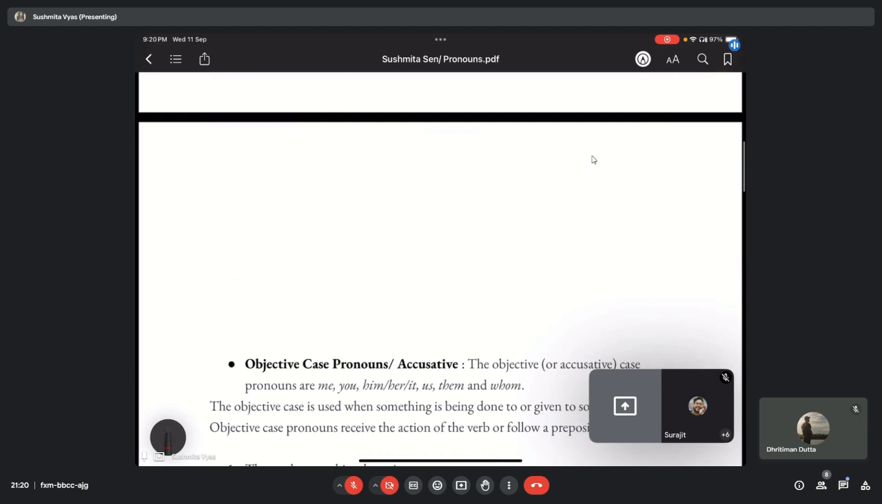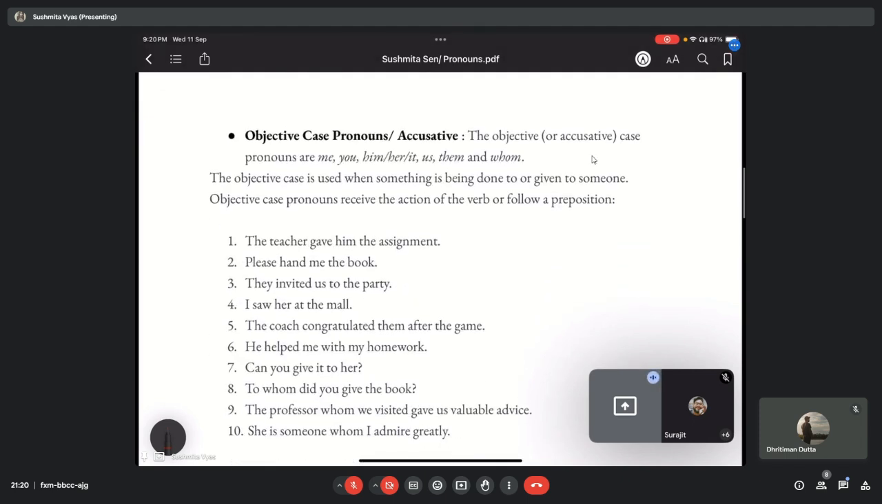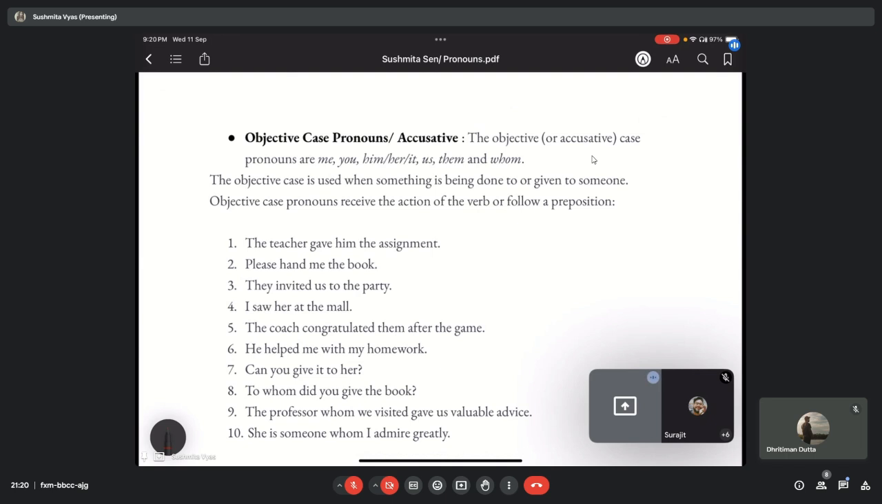Okay. Next we have objective case pronoun. Again, objective is also called accusative. So anywhere you see accusative, just know that we are talking about objective case pronouns. Objective case pronouns are me, you, him, her, it, us, them, and whom. Again, whom is an interrogative pronoun. We'll come back to this later. These are all the examples that are there in objective case pronoun.